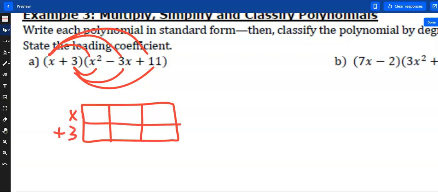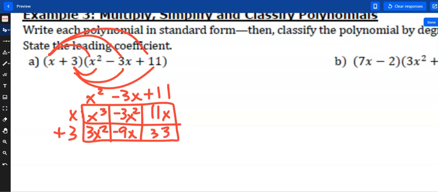Put one of the polynomials on one side and the other one on the other side, and then simply match things up. For instance, x times x squared is x cubed. X times negative 3x is negative 3x squared. X times 11 is 11x. In the bottom left, I have 3x squared. And then I have minus 9x. And then lastly, 33.